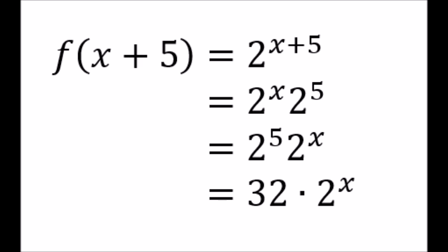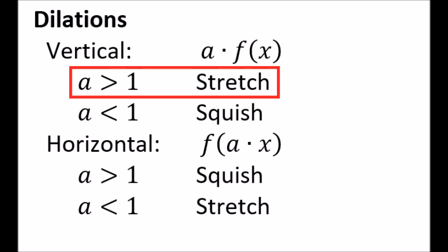Shifting the function 5 units to the left looks like this. We can manipulate the sum in the exponent to be the product of two different exponentials. But 2 to the 5th is a constant, 32. So it appears that translating the exponential function to the left is the same as multiplying it by a constant value. This brings us to another category of transformations, dilations.